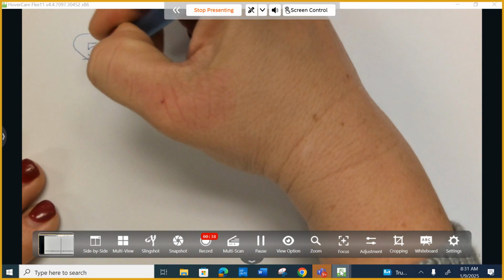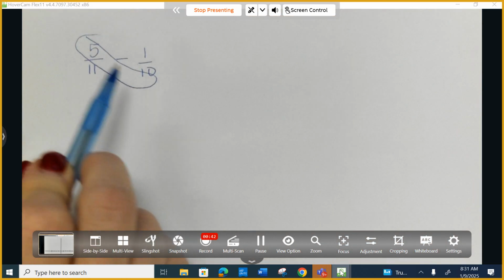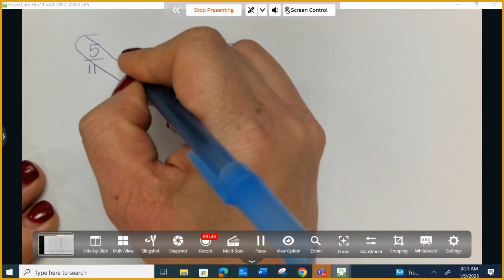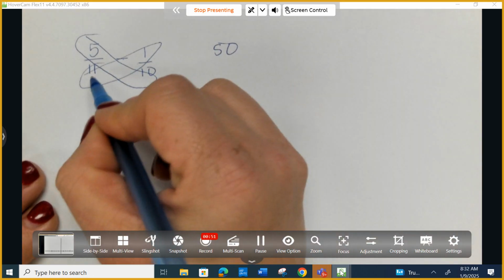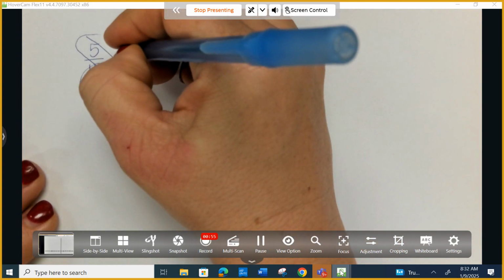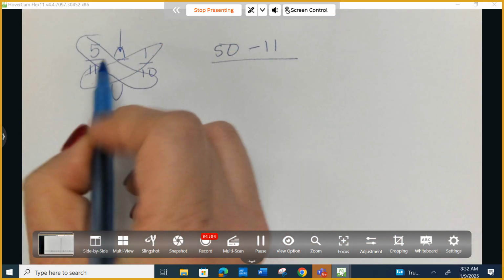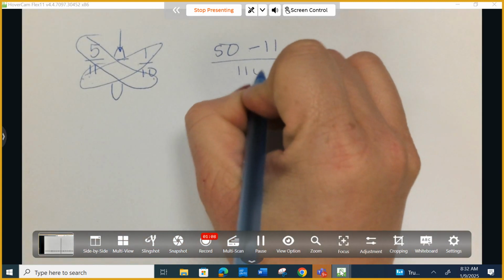We always start with this slant that goes initially from left to right downwards, and I say 5 times 10 is 50. And then I ignore the symbol, whether it's addition or subtraction, and I do the second diagonal. 1 times 11 is 11. Now directly in between them will be whatever the sign is, so our butterfly has a negative sign in the head. Down below, I'm going to push these together and multiply. 10 times 11 is 110.